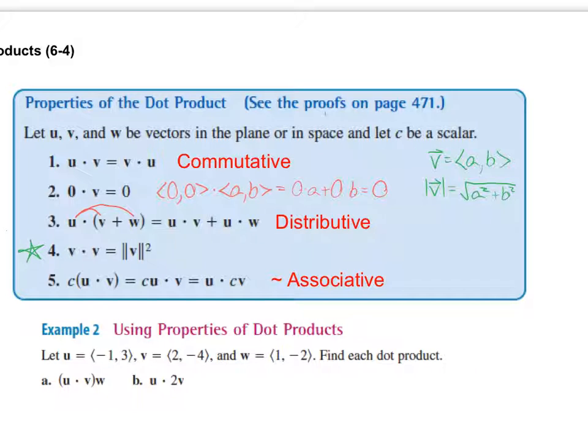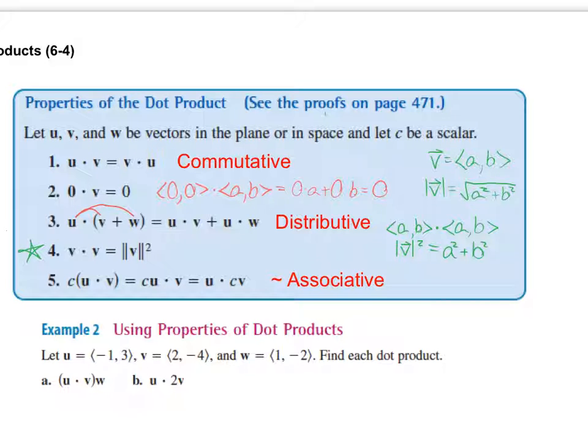Now, what if I had (a, b) dotted with (a, b)? The horizontal components are a and a, so a times a is a squared, plus the vertical components, b squared, so a squared plus b squared. If you square the magnitude up there, you get rid of the radical, and it's just a squared plus b squared. So that is the magnitude squared. That is another property of the dot product.